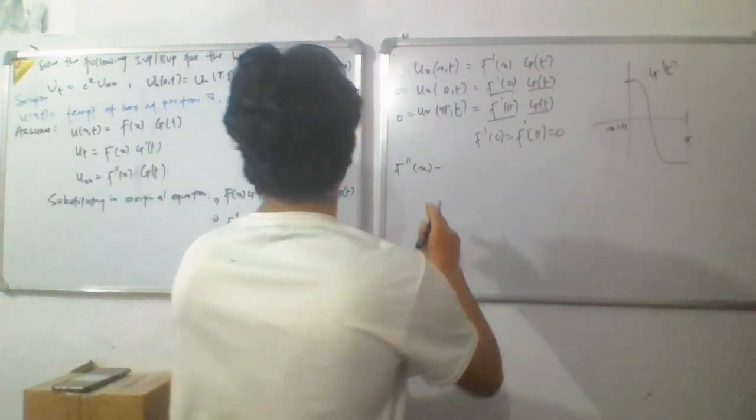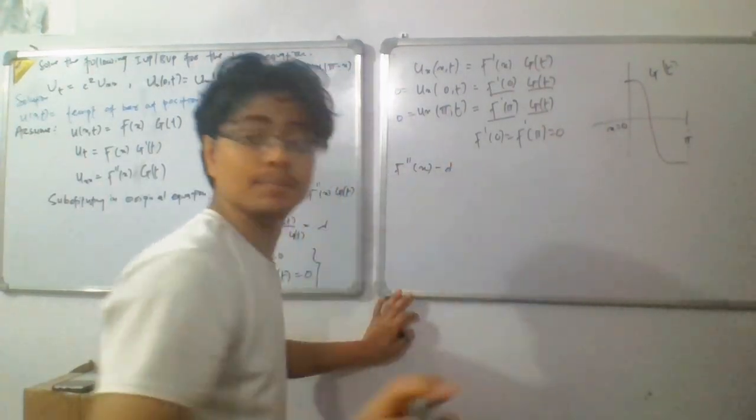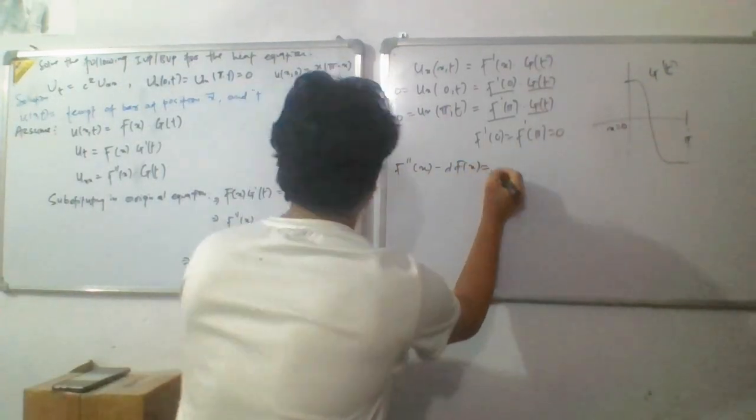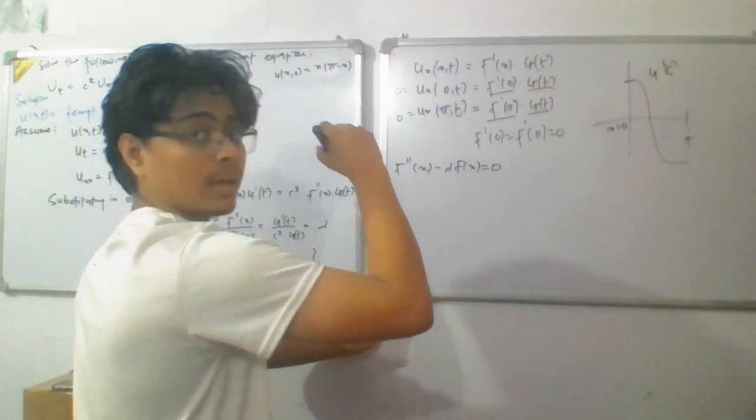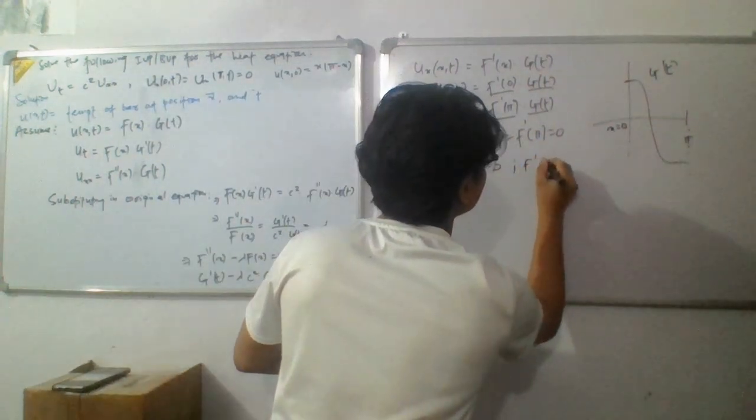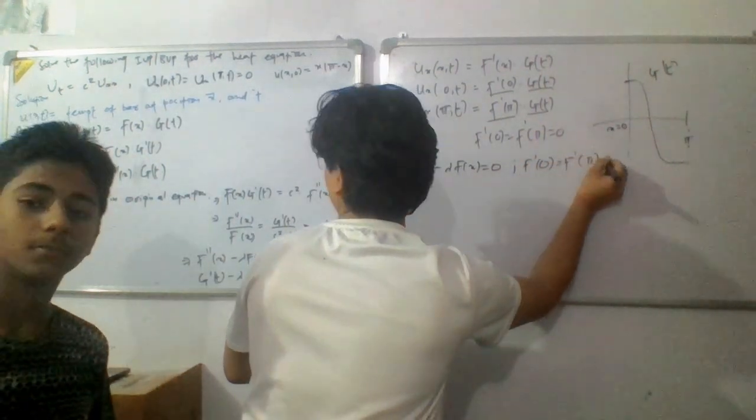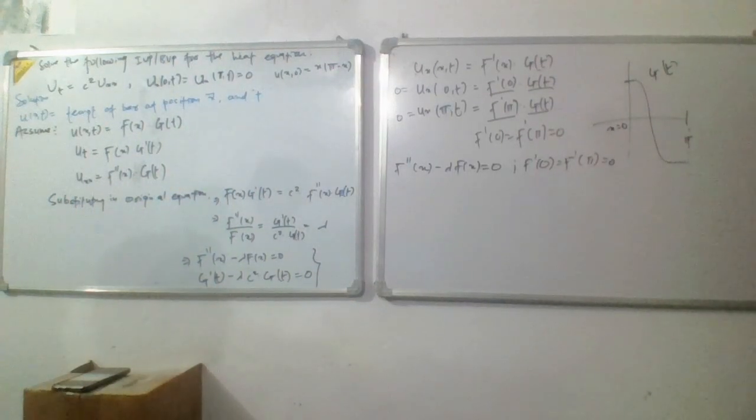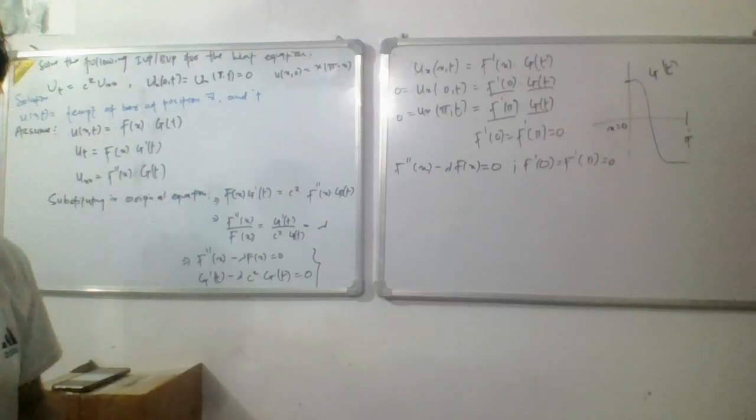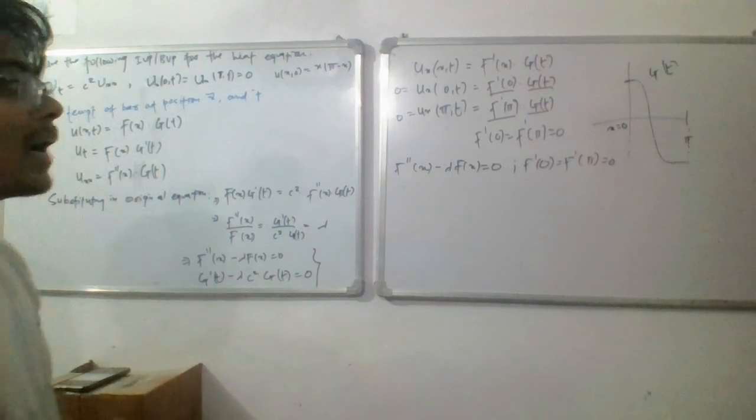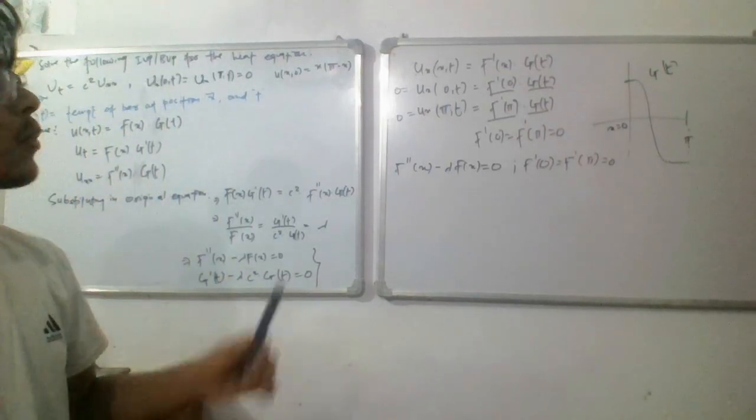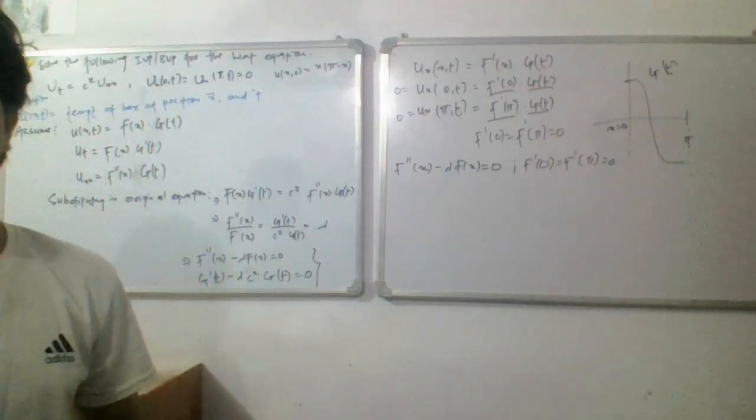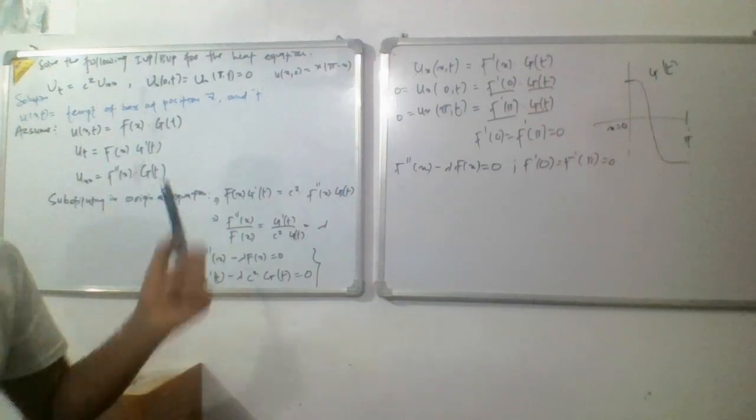Neumann problem: F''(x) minus lambda F(x) equals 0. This is the differential equation, and we get boundary conditions F'(0) equals F'(pi) equals 0. So now what we are going to do is use the Neumann conditions and find out the solution of it. I'm not going to write that again, so I'm going to revisit my solution from the previous video, and I'm going to write its solution.